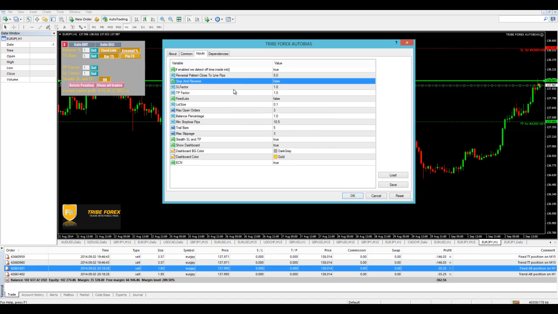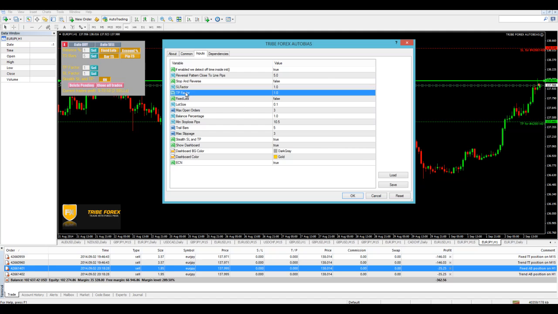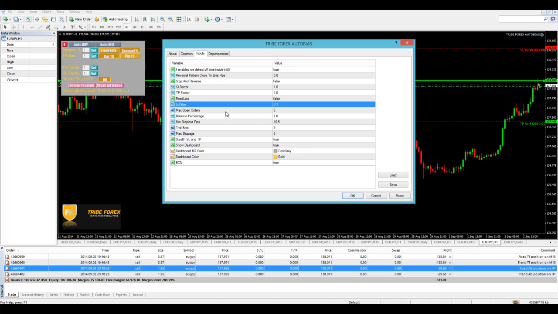Stop and reverse is currently set to false, but what happens is if we hit our stop loss, which is currently up here at 138.50, we would automatically get into a buy, and that buy would take us to the end of the day. That's how that would work. SL factor and TP factor, we just discussed. It's basically a factor times your volatility, which is going to give us our stop loss and our take profit values. Lot size we also discussed. Fixed lots is currently false because we're using percentage.